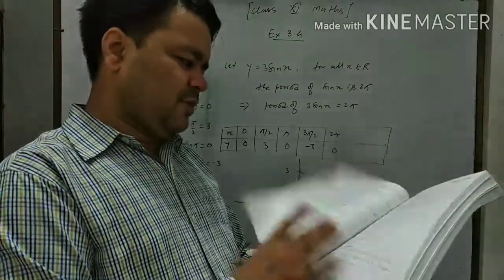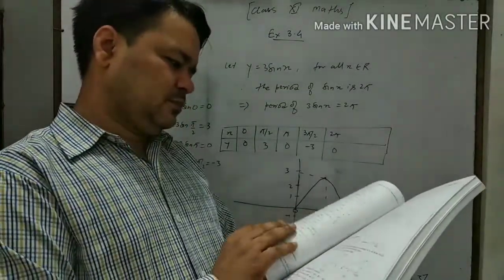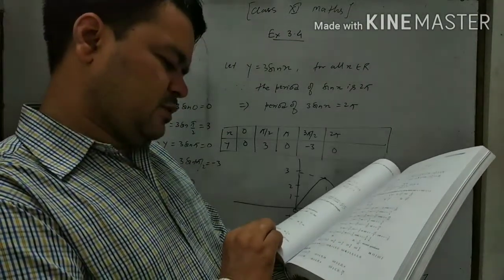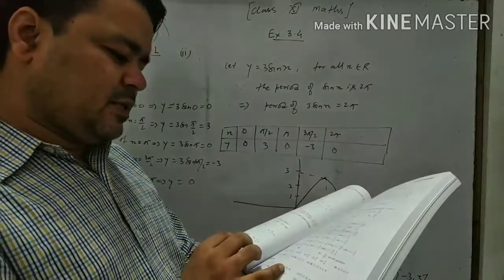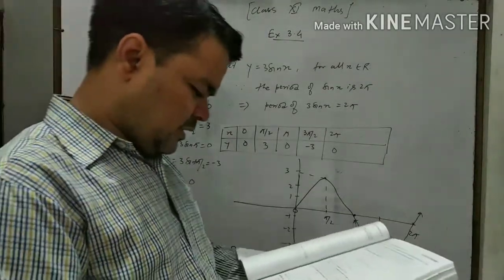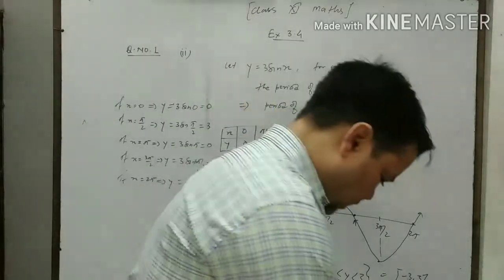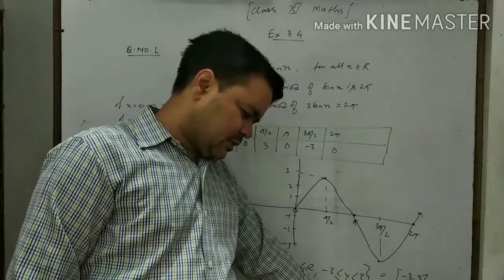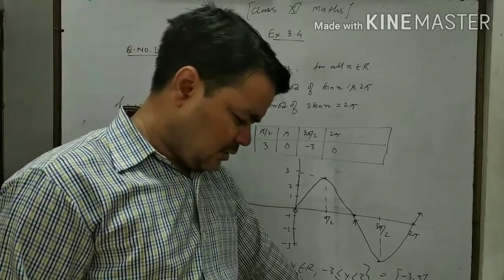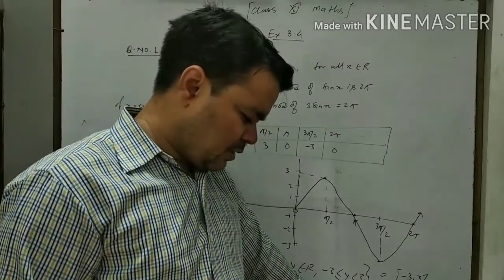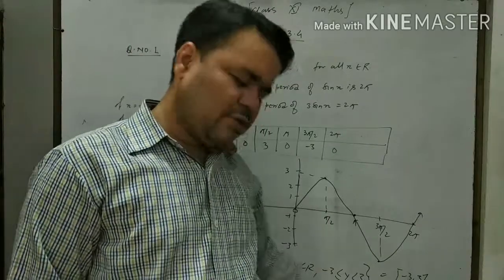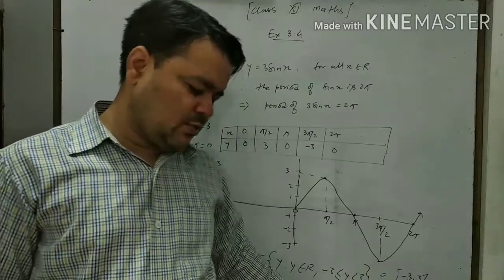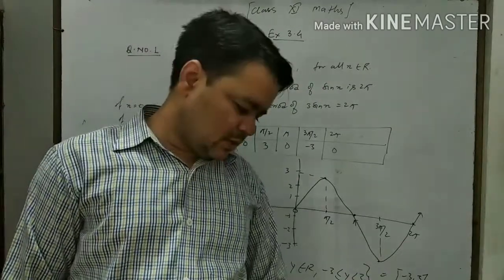Let us see the answer given for exercise 3.4, question number 1, second part: that is minus 3 to 3, and its period is already 2 pi. In this way we can solve exercise 3.4 question number 1. Similarly you can try the graphs of the other trigonometric functions given in exercise 3.4. If you have a doubt, ask. We will discuss later if you have doubts on this exercise.